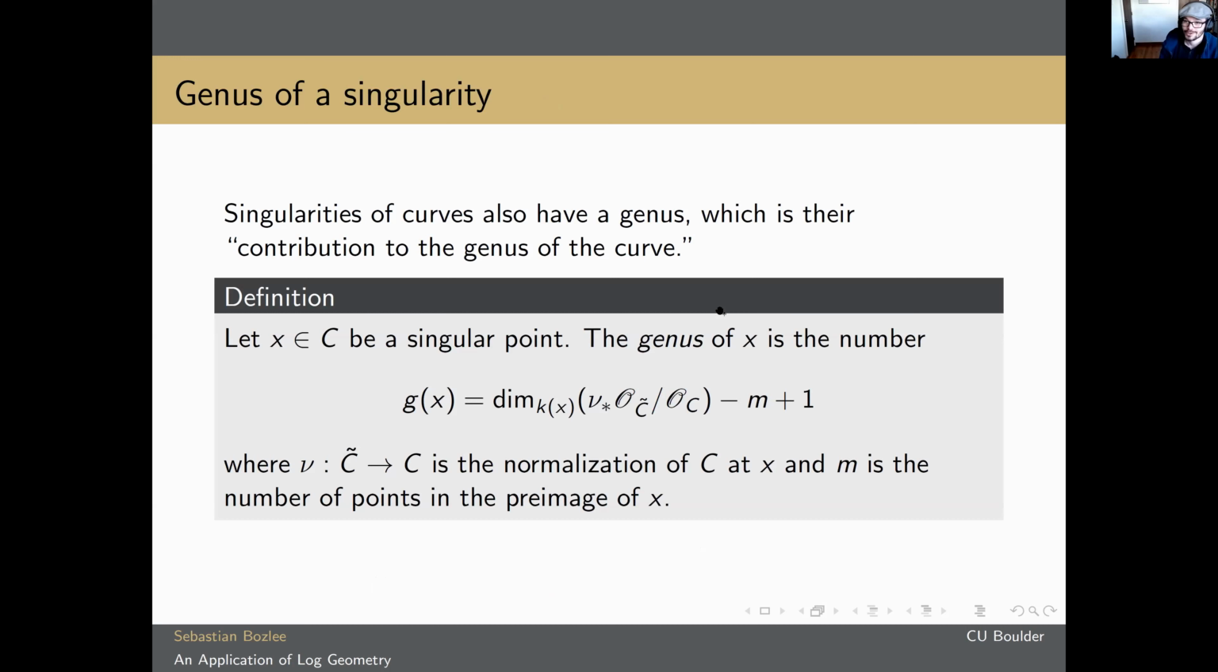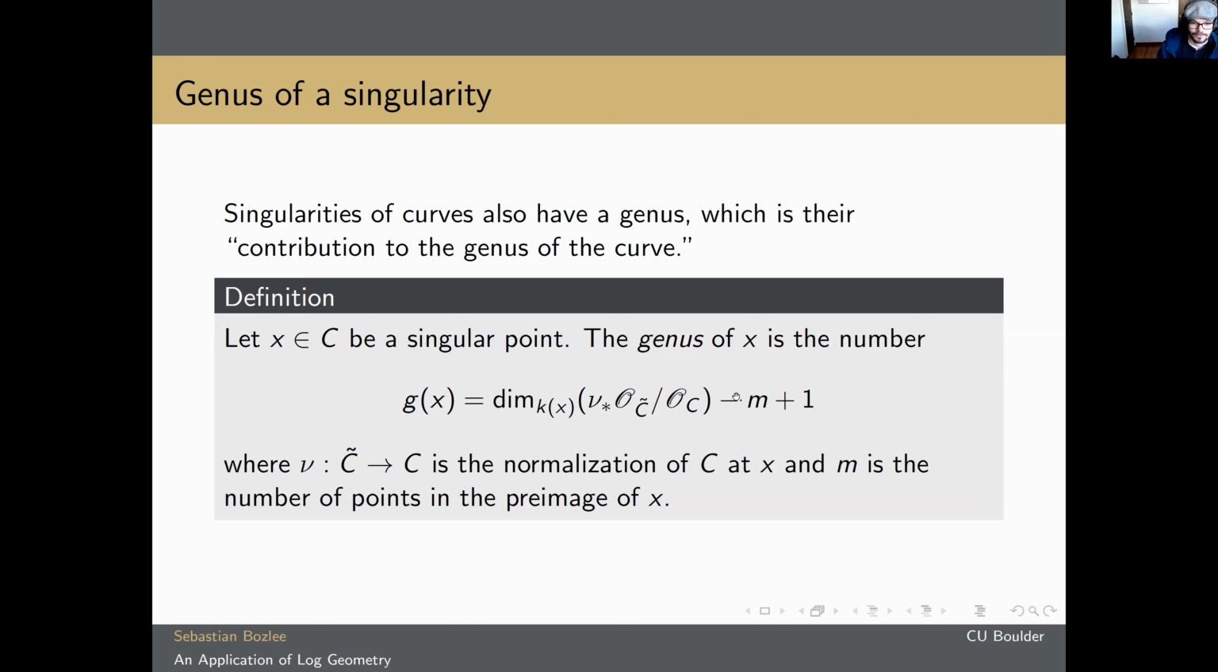Now, if you have singularities, these also have a genus. And in a way, these are a contribution to the genus of the curve. So for the experts, the algebraic geometers, the way we formally define this genus is if you have a singular point, the genus is this number. Here, nu from C twiddle to C is the normalization of C at x. So it takes the singularity and unravels everything. If there's multiple branches, it'll separate the branches. And this number m is the number of points in the pre-image of x. So if we have, for example, two lines coming together, those will separate, and we'll have 2 points in the pre-image.